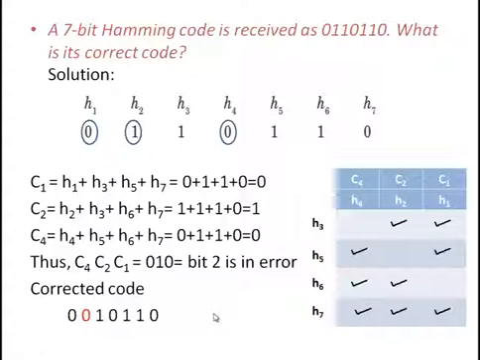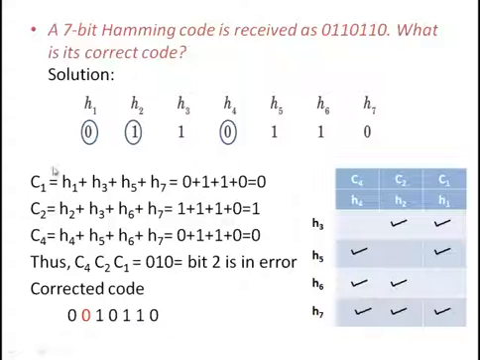This method is explained here in this example. A 7-bit Hamming code is received as this. So you have to find its correct code. It means that this code has some error and you have to find the correct code. First you have to write down this code like this. It is H1, H2, H3, 4, 5, 6 up to H7. Positions 1, 2 and 4 are occupied by parity bits and the rest are the data bits.